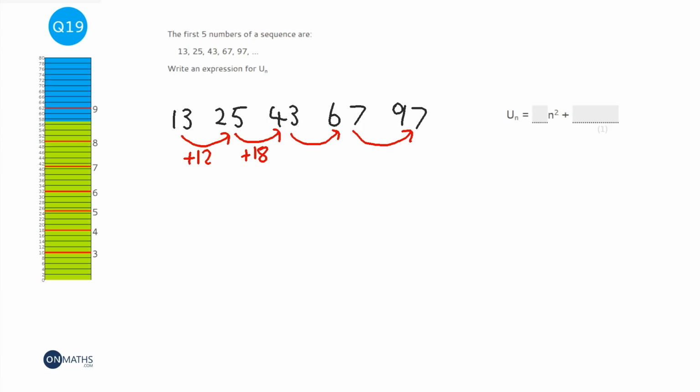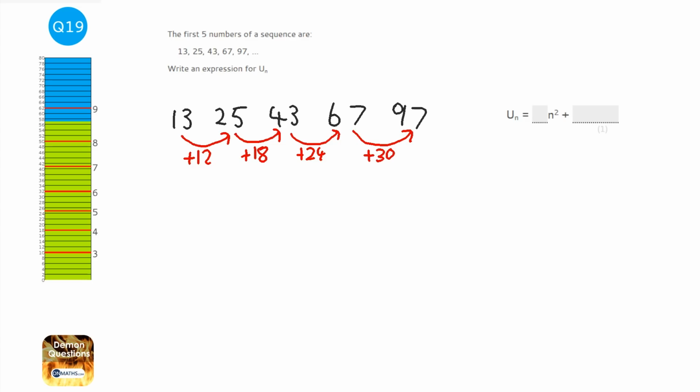Well, let's have a look at the next one. That goes up in 24. And the last one goes up in 30, which is what we'd expect. So they're not going up by the same amount.